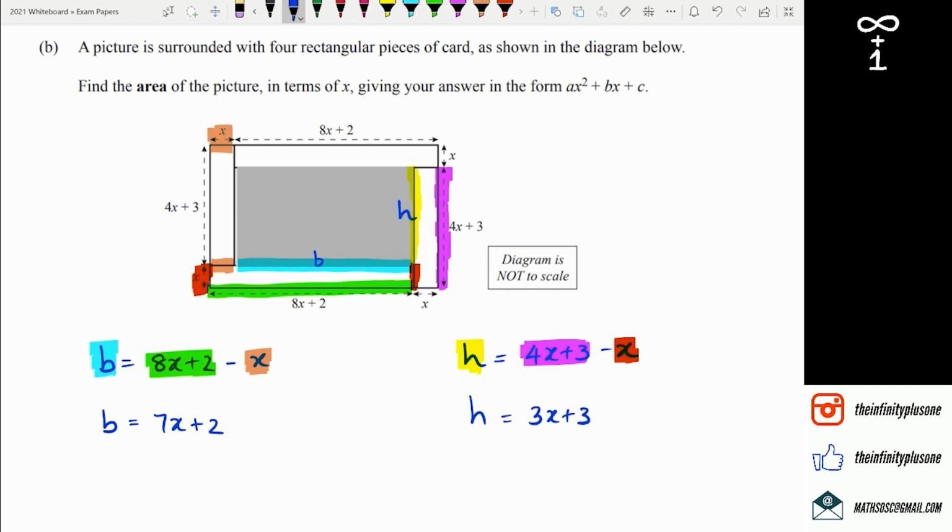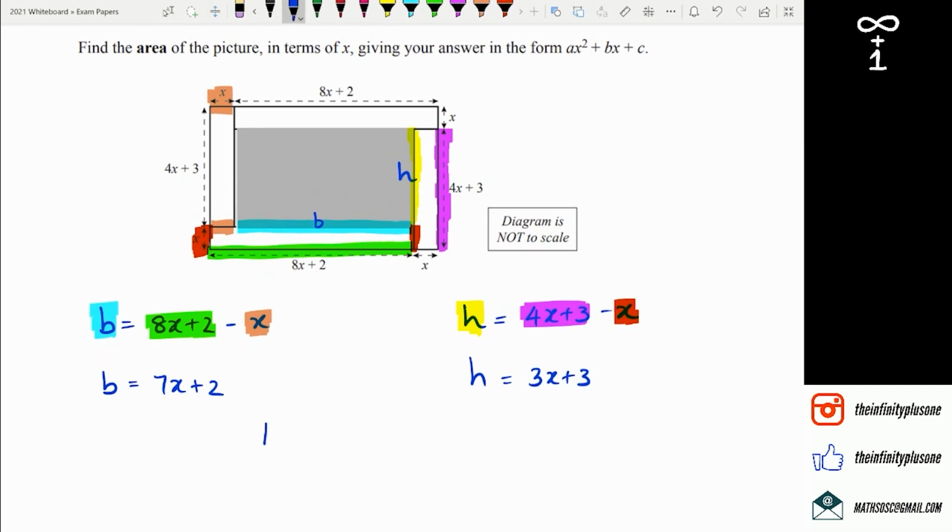Now we need to find the area of this picture. So the area of the picture is going to be base times height.